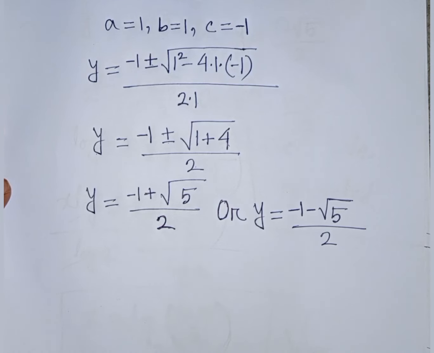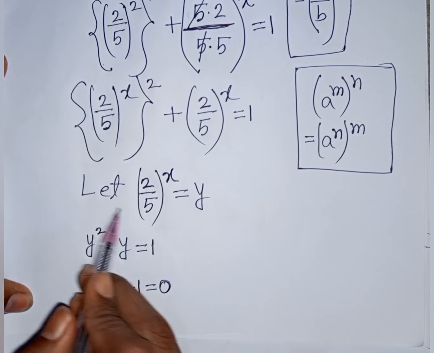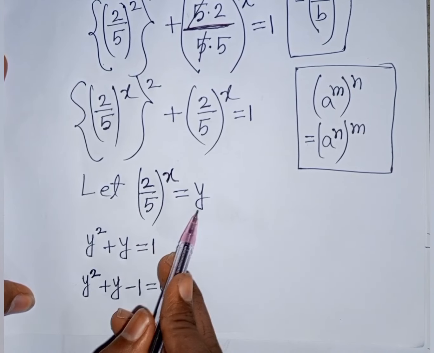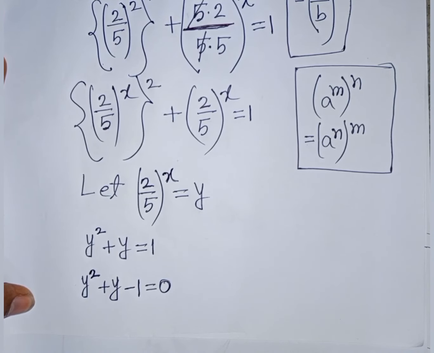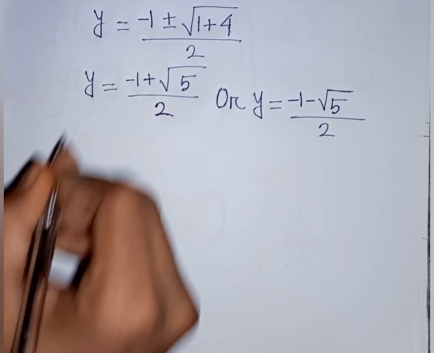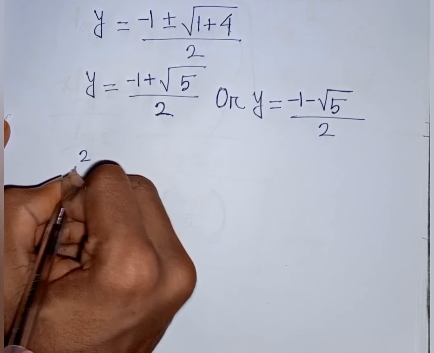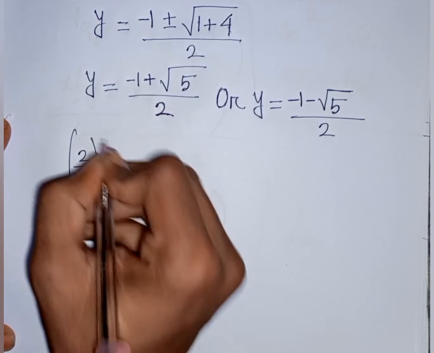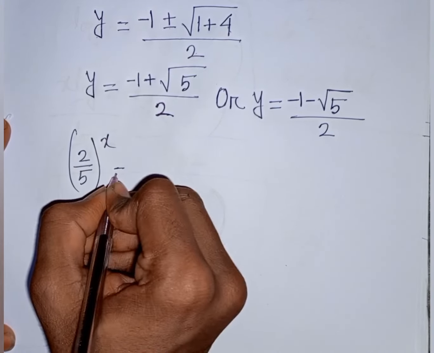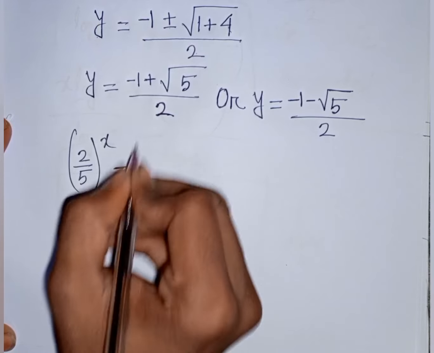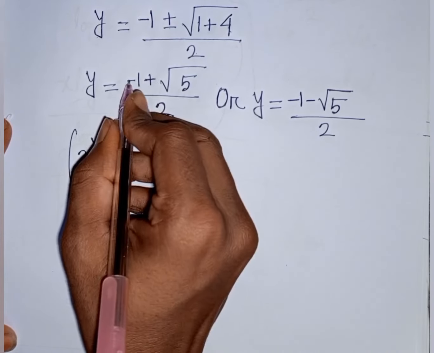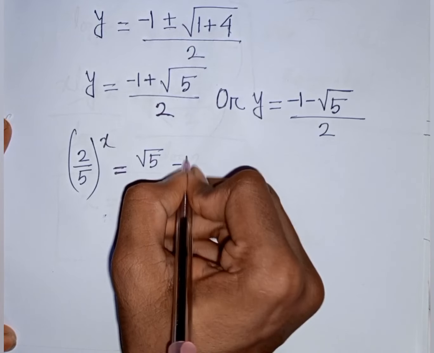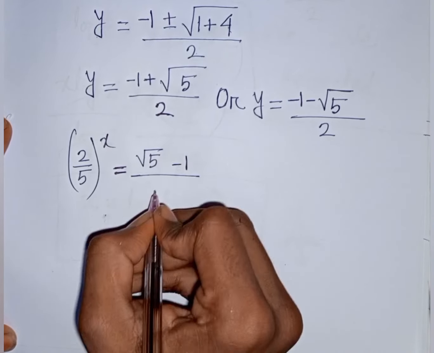But remember that let (2 by 5)^x be substituted by y. So y, that means (2 by 5)^x. So y, that means (2 by 5)^x is equal to plus square root of 5, that means square root of 5, then minus 1, divided by 2.